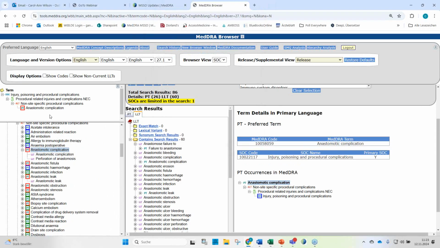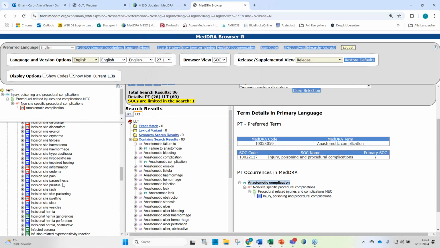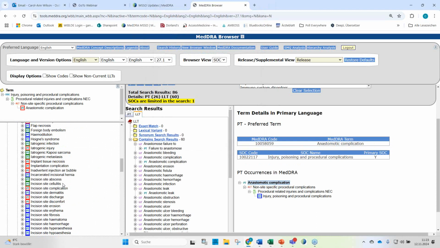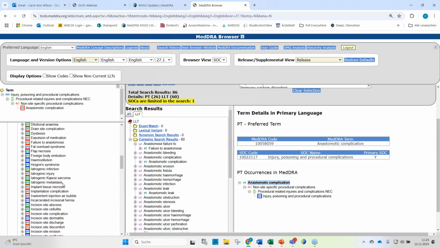Anastomotic leak, here it is. Of course, if you have a perforation or a dehiscence, you would assume that there would be a leak of the liquid, either intestinal content or urine whatsoever, or blood. But this was not reported here. It was just dehiscence of an anastomosis, and we should always code as closely to the verbatim as possible. So the failure to anastomose, where was it? Failure to anastomose, here it is.